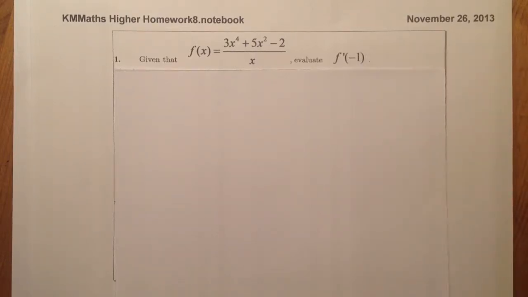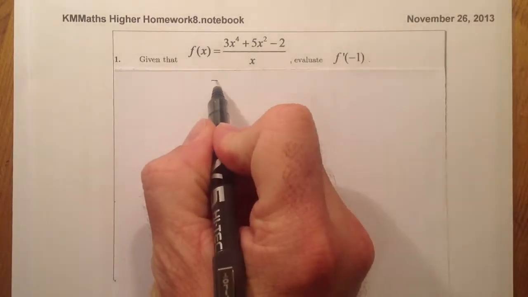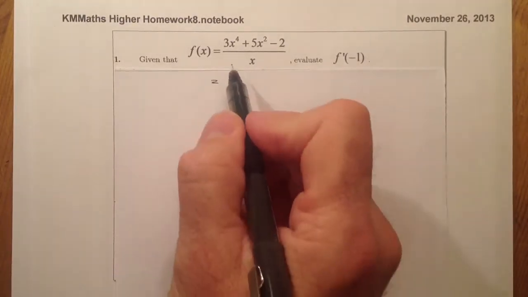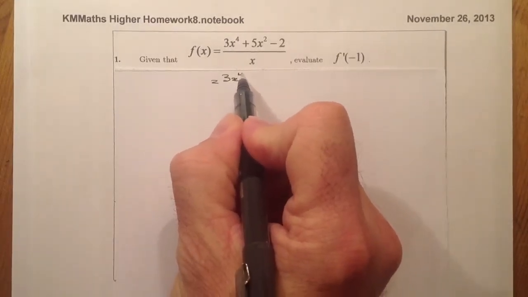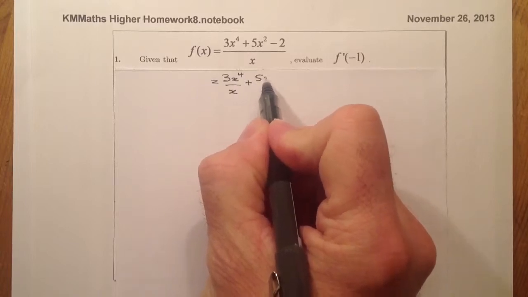What that's going to mean is I'm going to differentiate the function, and to differentiate this I have to prepare it before I do that. What I'm going to do is split the function. I'm going to split this up with the denominator x on the bottom of each of these parts here.